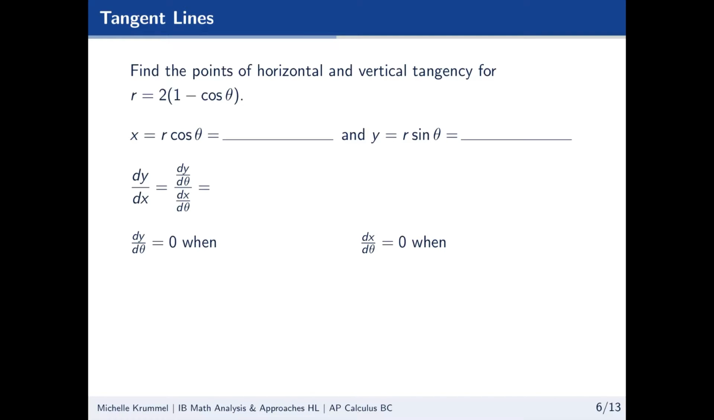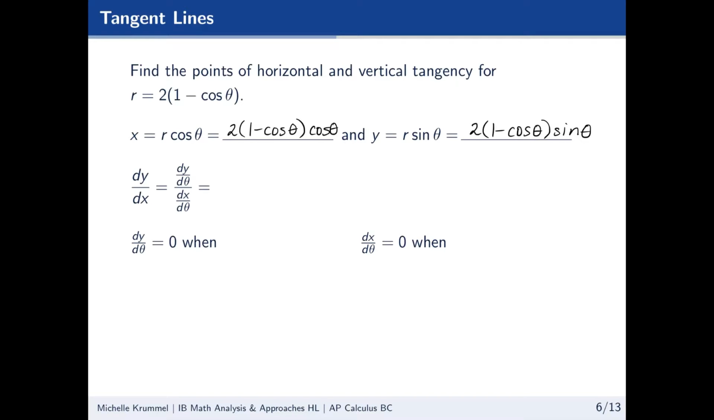We'll start by writing x equals r cosine theta. So that becomes x equals the r, I'm substituting in this right here. So 2 times 1 minus cosine theta, and then for r sine theta, it's 2 times 1 minus cosine theta, sine theta. Now I need to find dy d theta and then dx d theta.